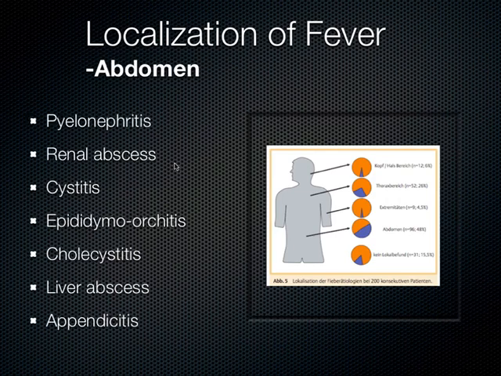And finally, we looked in the abdomen for the source of the fever, and from this study, not surprisingly, about half the patients, the source was found there. And we can see pyelonephritis, renal abscesses, cystitis, infections down in the scrotal area with the epididymo-orchitis, and in fact abscesses within the testicle and within the scrotum, cholecystitis, liver abscesses, and finally appendicitis.